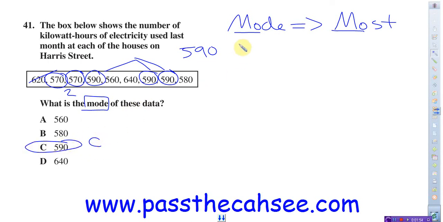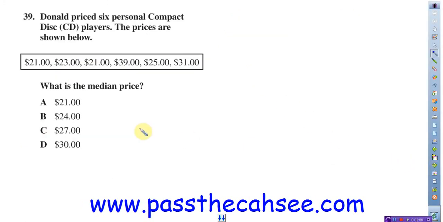Again, mode is the most. Okay, that's how I remember it. That's how you should remember it. Next one, we've got median. Median is the middle. It's the middle number.